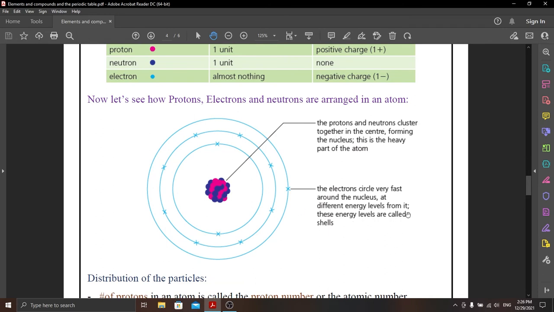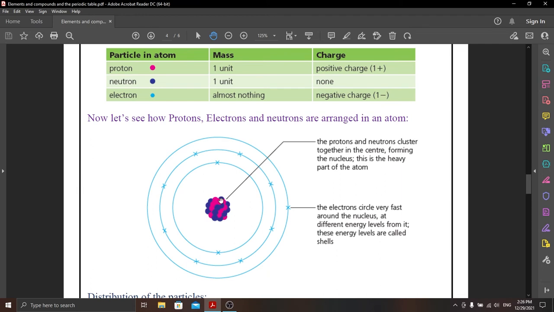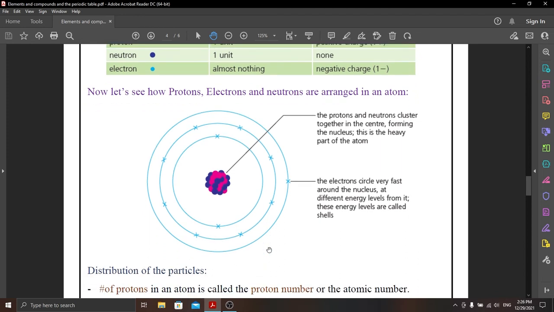This figure here will show us more about the structure of an atom. Here we have the cluster of protons and neutrons. Because protons and neutrons each have a mass of 1 unit, while the electrons have almost no mass, the whole mass of the atom is in its nucleus, because that's where the mass is concentrated. The electrons circle very fast around the nucleus at different energy levels. These energy levels are called shells. We'll talk about that later as well.